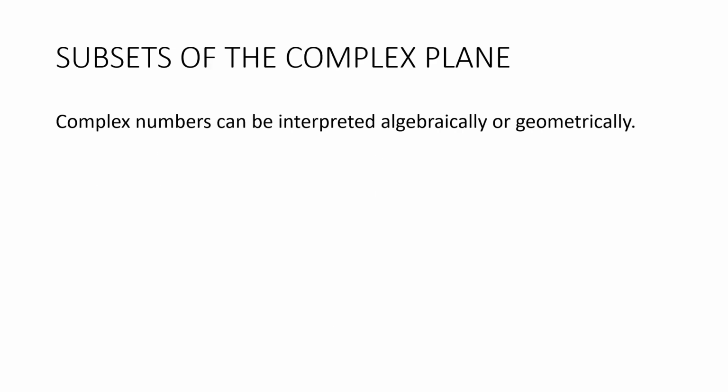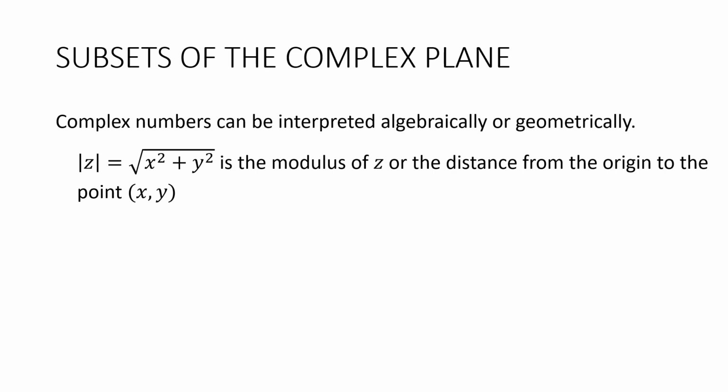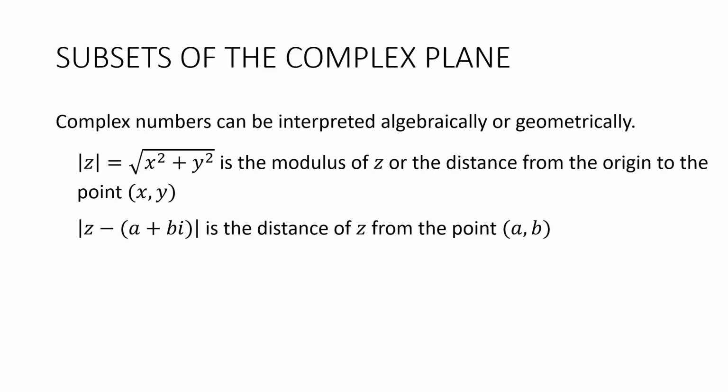So just a couple of things to remember. Complex numbers can be interpreted algebraically or geometrically. The modulus of z is equal to the square root of x squared plus y squared. It's the distance from the origin to the point (x, y). The modulus of z take away (a plus bi), in brackets, is the distance of z from the point (a, b).